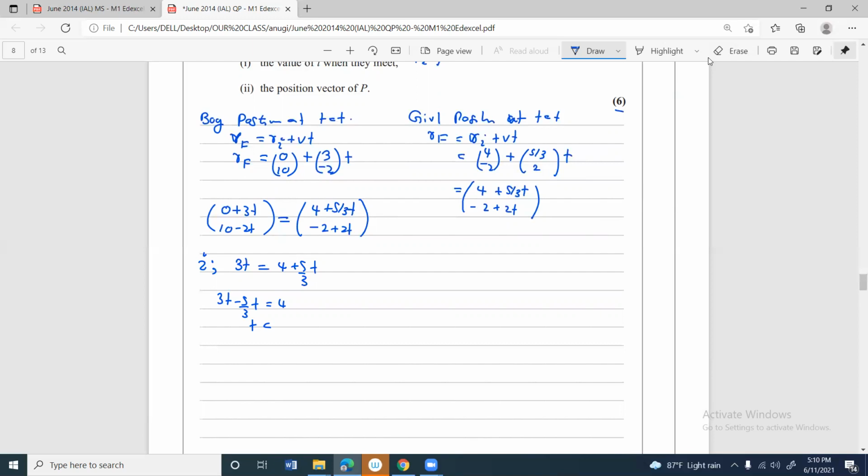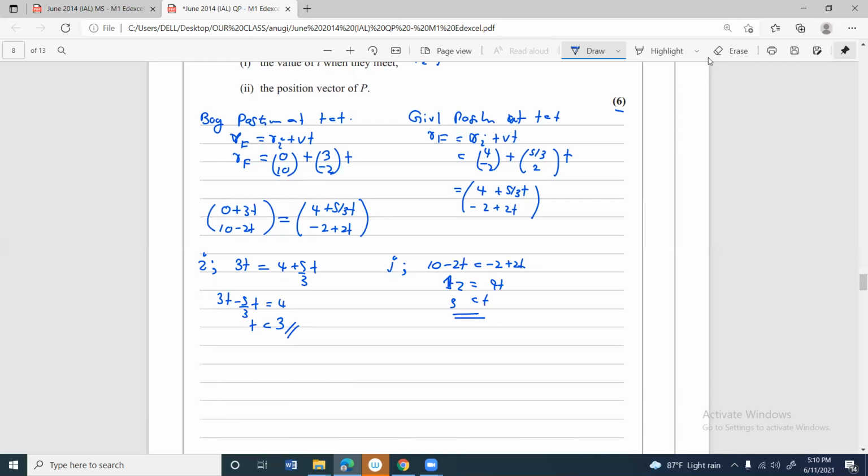The t becomes 3. Let's work out with the j component and see whether you get the same answer. 10 minus 2t is equal to minus 2 plus 2t. Look over here, 4t equals 12. So t equals 3. Look at this, whatever the value, you get the same thing.